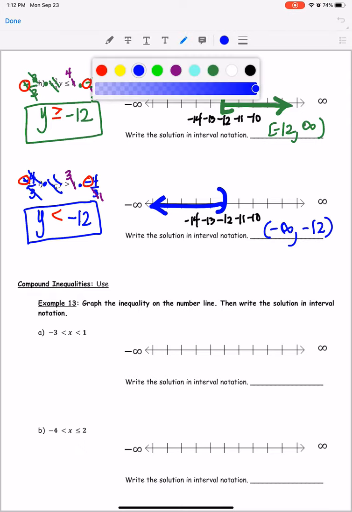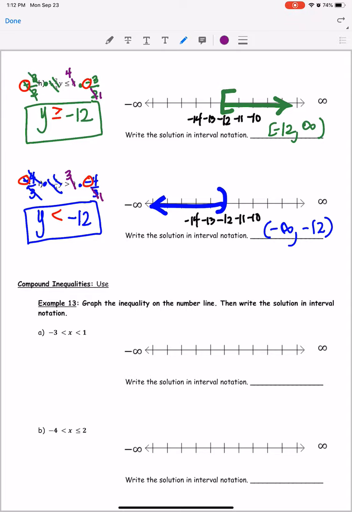Now this last part. Here you have compound inequalities. So this first one here, basically if you've got negative 3 and 1, that's what your graph is going to be in between. So when we label these, I'm going to go negative 4, negative 3, negative 2, negative 1, 0, 1, 2. It's going to be in between this one and this one. Now this first one is perfect, right? That's the correct order.